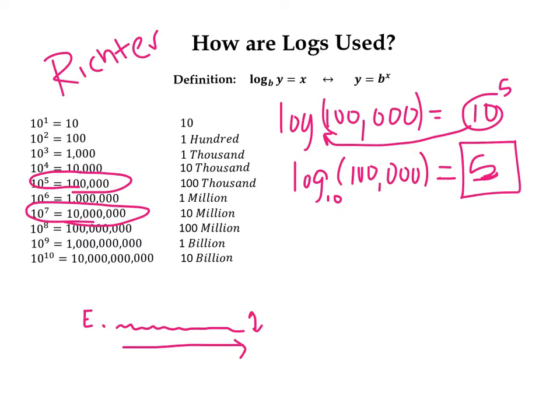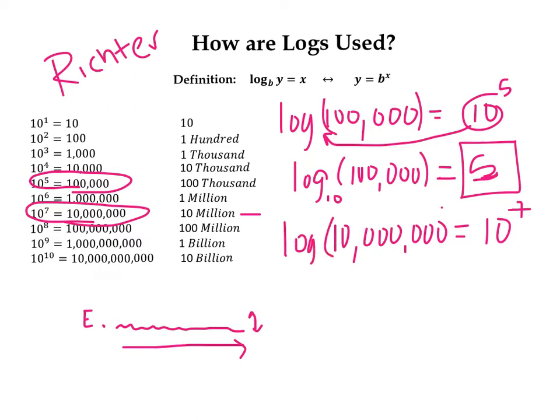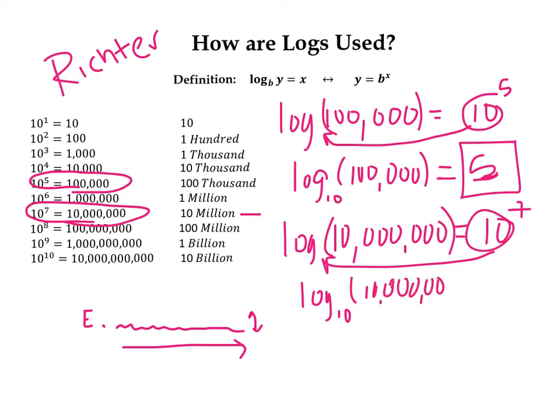And then over here, let's say that we have one with 10 million. Now we have 10 million, so a lot more circles. It's the same thing as saying 10 to the 7th power. By taking the log of both sides, we're able to take the exponent and put it down here. So now we have log base 10 of 10 million equals 7.